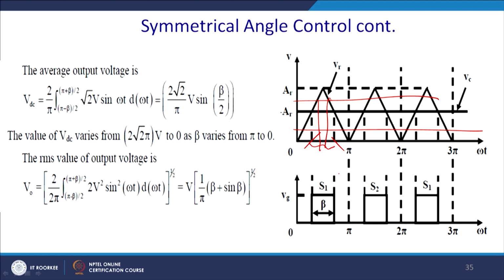The average output voltage, in the same way you can integrate. You will find that it is 2 root 2 by pi Vm sin beta by 2. Similarly, you can calculate the RMS value for pi minus beta by 2 to pi plus beta by 2 of V square sin square omega t. Ultimately, you get V times root of 1 by pi, beta plus sin beta. So, this will be the average value, and this will be the RMS value for continuous conduction mode.